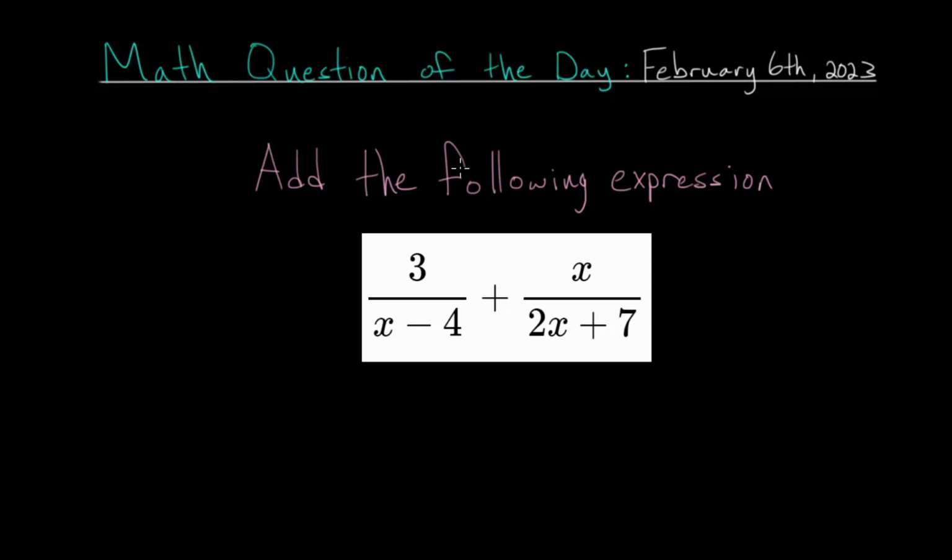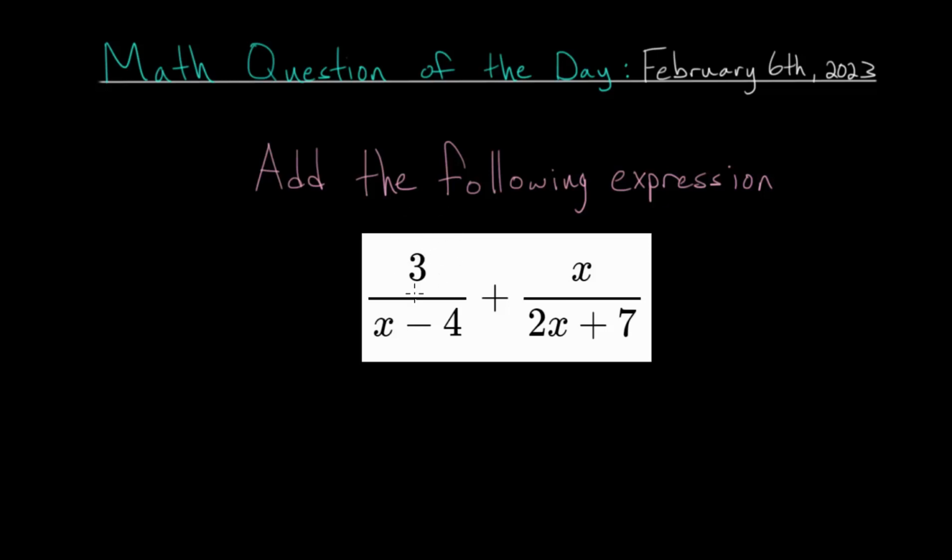In this video, I'd like to talk about the math question of the day for February 6, 2023. And for this problem, we need to add this following expression here. We can consider each of these rational expressions and we're adding them together. We call these rational because they are ratios of two polynomials.